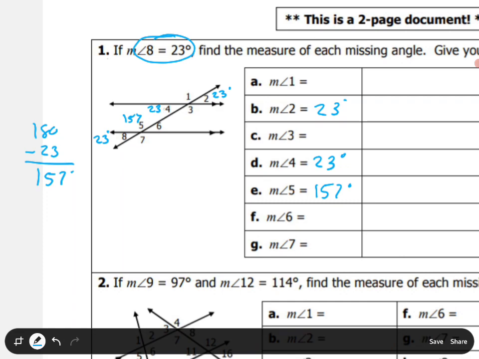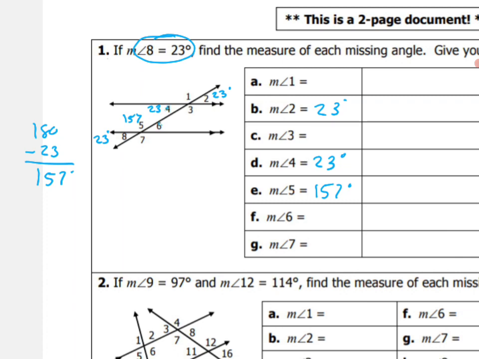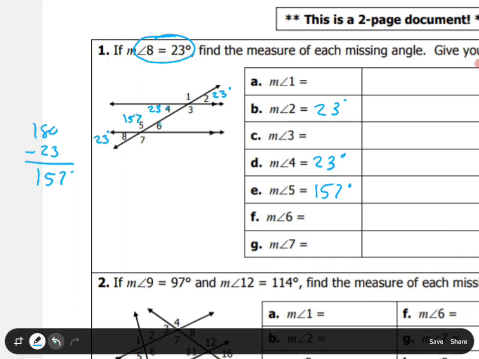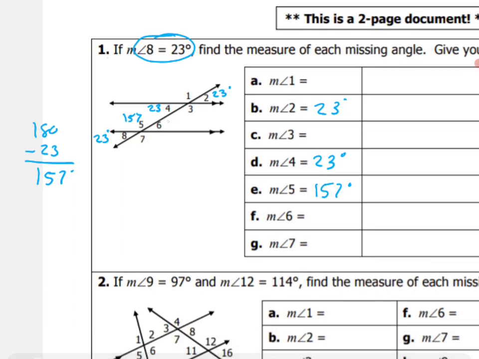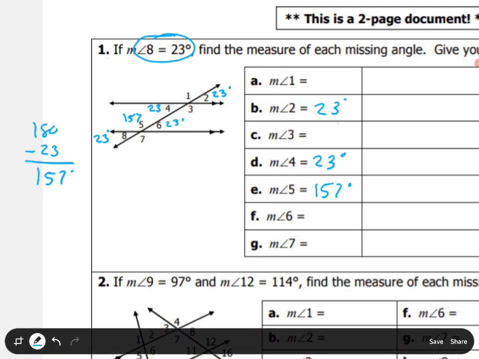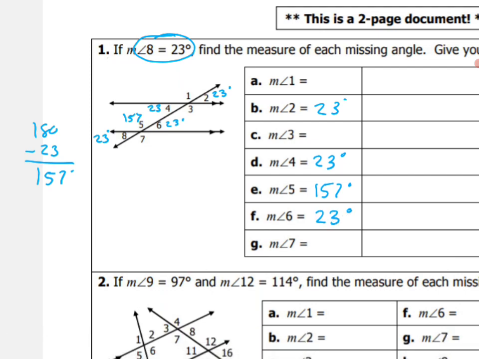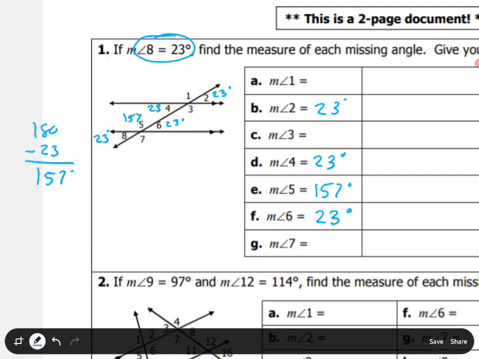If I'm looking at angle 4, I could also do alternate interior. 4 and 6, these are going to be alternate interior angles. So alternate interior angles are congruent. So angle 4 and angle 6 will be the same thing. So that's going to be 23 degrees. So we're either going to get 23 or 157 as answers. We can only get 2 answers here. So basically, if the angle looks small, it's going to be 23 degrees. If the angle looks big, it's going to be 157. But let's keep going through this.